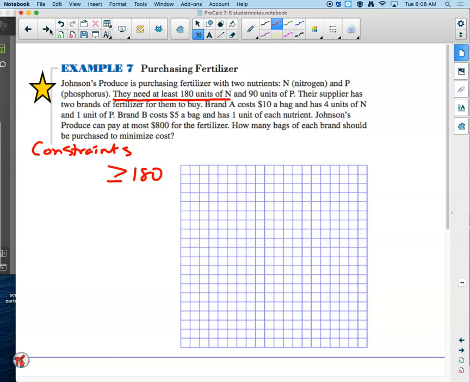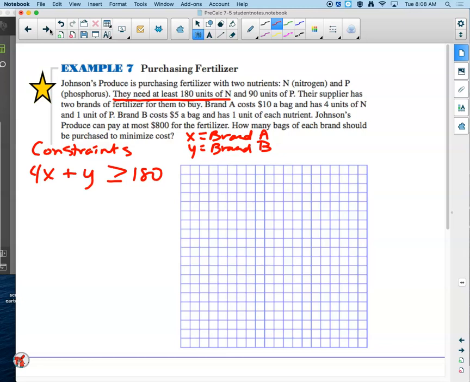So brand A, $10 a bag, 4 units of nitrogen. So I'm going to have X stand for my brand A here, and I suppose I ought to take the time to write that down somewhere. But X will be brand A and Y will be brand B. And then we need to find out something about nitrogen from brand B. And it says brand B costs $5 a bag and has 1 unit of each of the 2 nutrients. So 1Y.